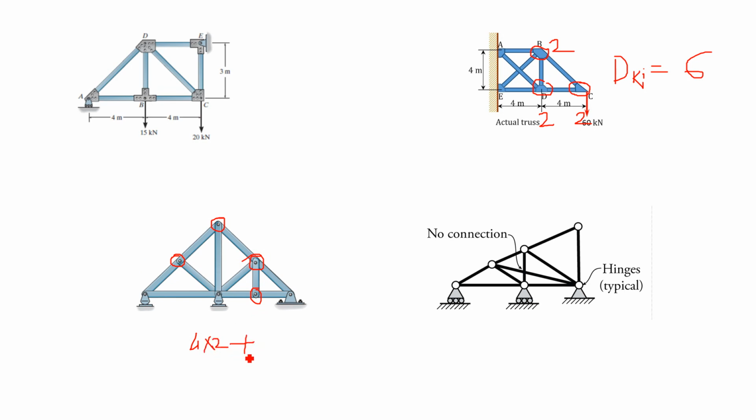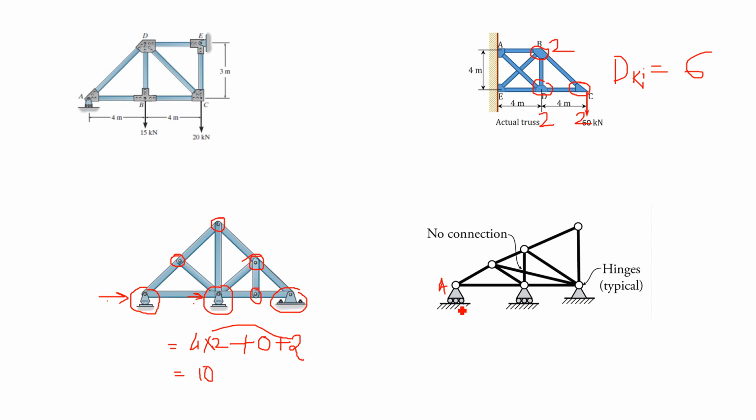plus, this is a hinge support, no horizontal displacement, no vertical displacement, so 0. These two are roller supports. Roller support means horizontal displacement is allowed, but there is no vertical displacement. So vertical displacements are 0. So this is 1 horizontal displacement and 1 horizontal displacement. It is 2. So dki of this truss is 10, 8 plus 2.